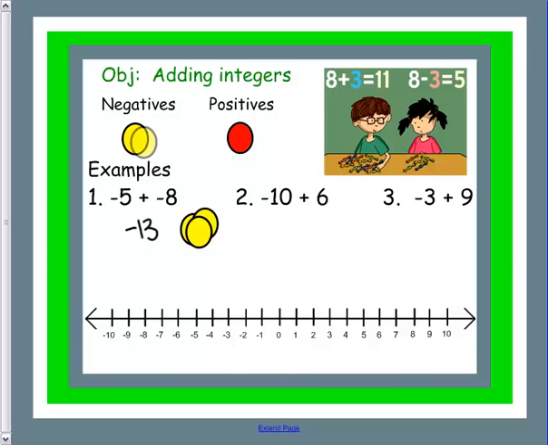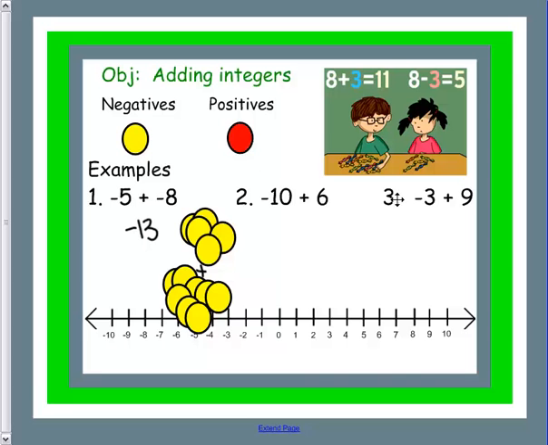If I have 1, 2, 3, 4, 5 circles, and 1, 2, 3, 4, 5, 6, 7, 8 circles, and they're all negatives, they all look the same, right? So we can combine them, add them together, and we get 13 negatives. Okay? You could also use the number line. You could have 5 negatives, and you go back 8 till you get to -13.